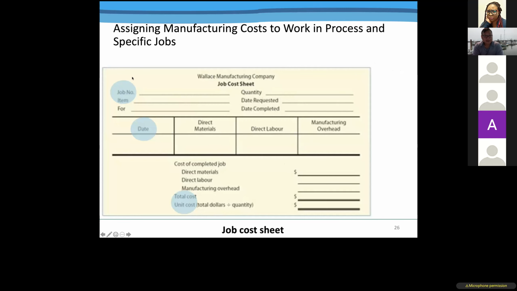Okay, so here is one example of what the job cost sheet looks like. You have a job number, obviously. This is very important, so that you know what job you are talking about. Then the date, direct materials, direct labor, and manufacturing overhead. And here, the cost of the completed job, you add them together, that's your total cost. If you keep track of the quantity, the number of items, you divide the total by the quantity, and that's your per unit cost.